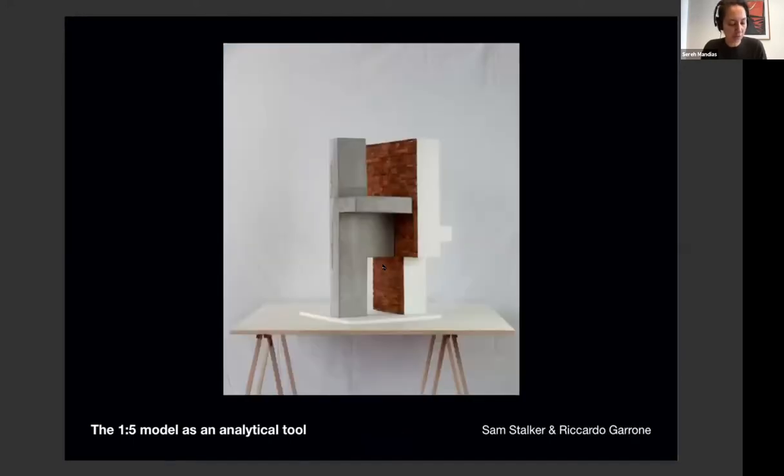For example, this model, which represents the meeting of two building parts from 1935 and 2003, and the builders of this model identified the confrontation of different building parts from different times and the way that these moments are negotiated within architecture as a core characteristic of the museum.